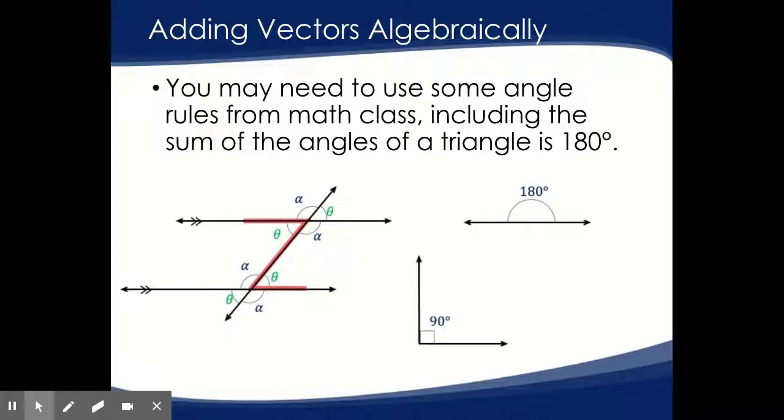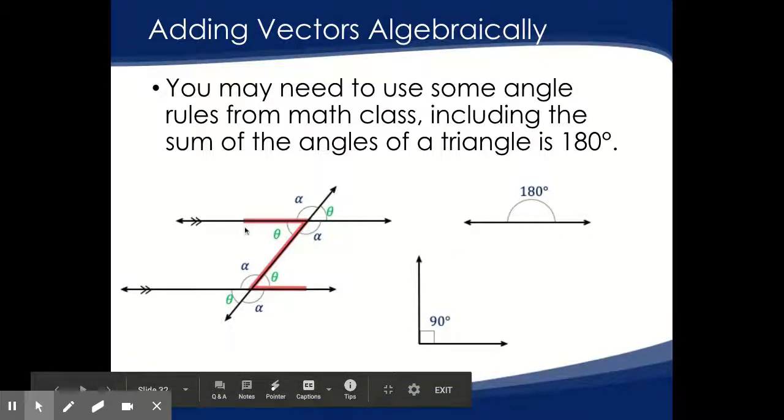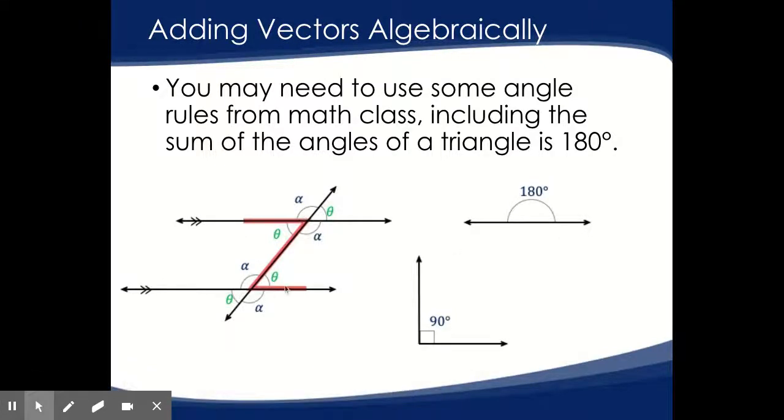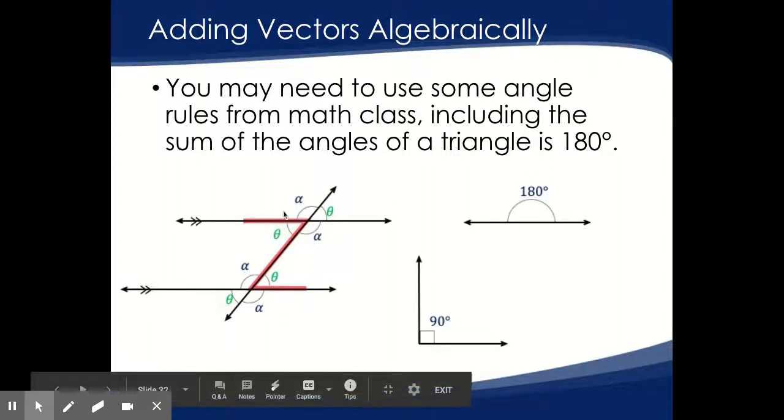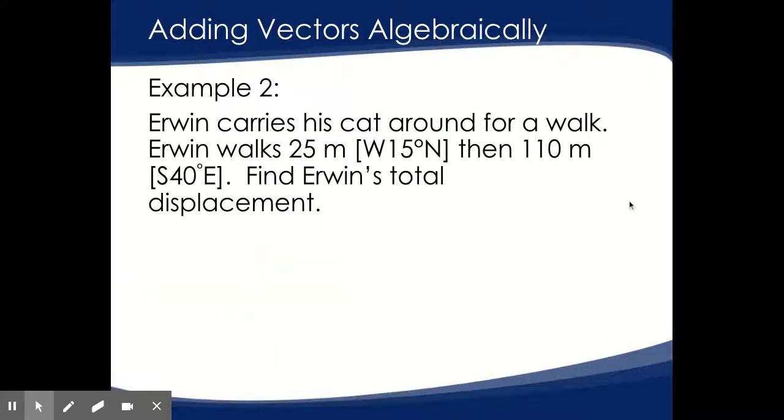We'll talk about them. You might need to use some angle rules from math class, including that the sum of the angles of a triangle is 180 degrees, just to solve your final answers. And then there is the Z rule. If you have a Z within this, it's telling you that your total angles could be 90 degrees. I'll talk about that in this question. That makes more sense to show it to you.